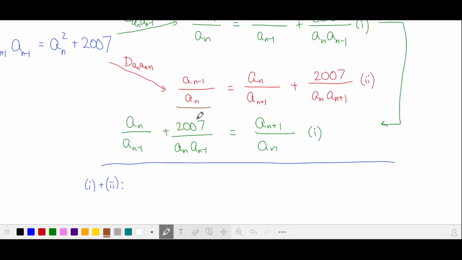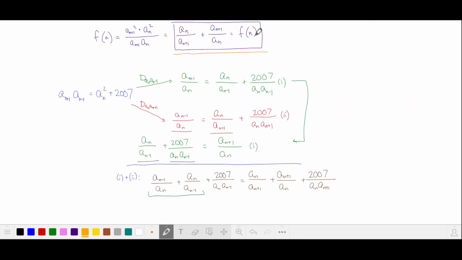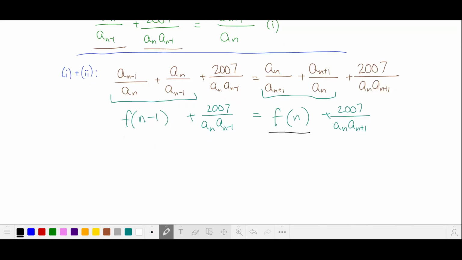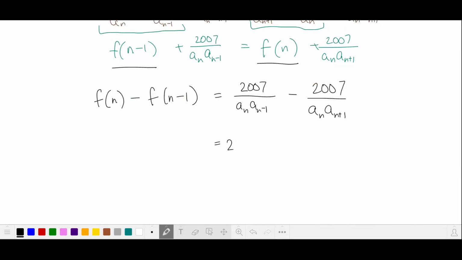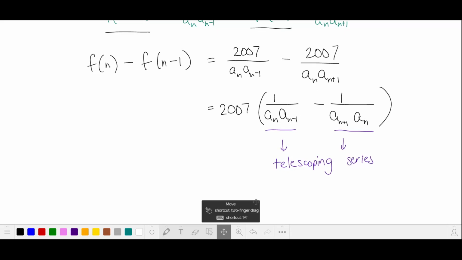So on the left-hand side, we'll start with this one, and then these three terms on the right-hand side. Here again, we see the ratio of two consecutive terms and its reciprocal. This is f of n, and down here we can replace this with f of n minus 1. On the right-hand side, same thing, two consecutive terms added to the reciprocal. We'll collect these functions on one side of the equation and the fractions on the other. And I'll go ahead and factor out 2007. These similar denominators with the product of consecutive terms suggests a telescoping series, especially with this minus sign. We may get some cancellations.